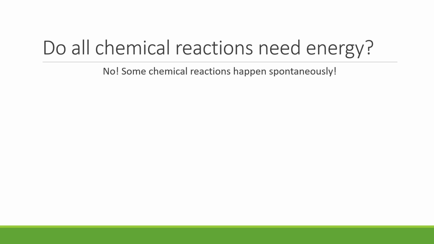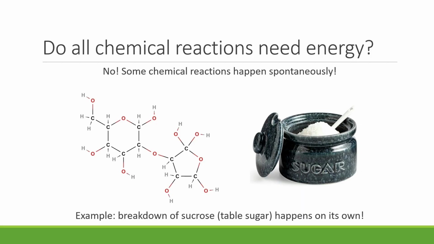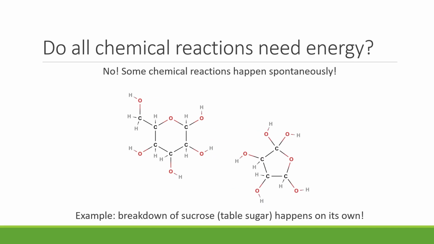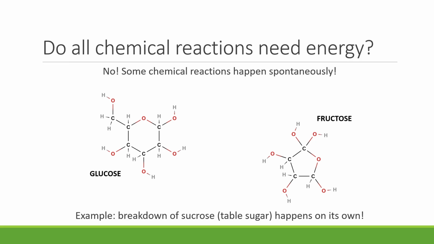Let me give you an example. The breakdown of sucrose, which is the chemical that we know as regular granulated table sugar, is a spontaneous reaction that actually happens on its own without needing any energy behind it to fuel it. So that's the molecule that you see on the screen on the left. That molecule is the structure of sucrose. And it will spontaneously break down into the building blocks that compose it, which are the monomers glucose and fructose.